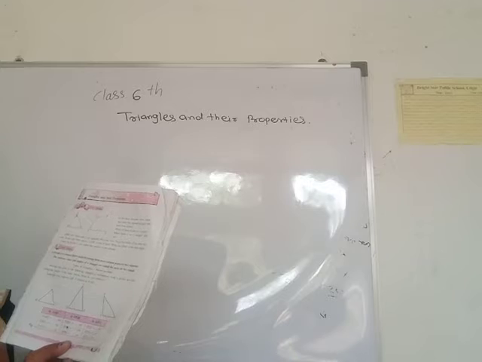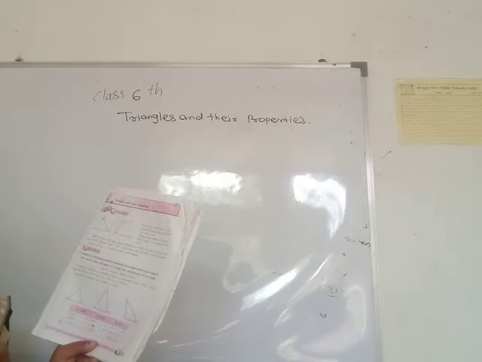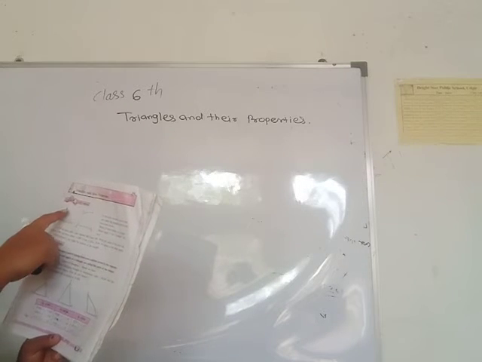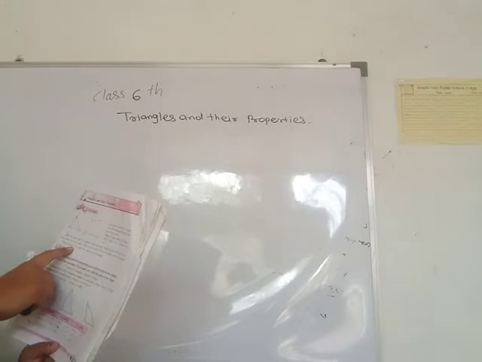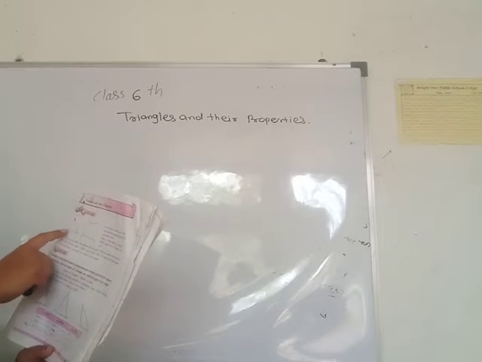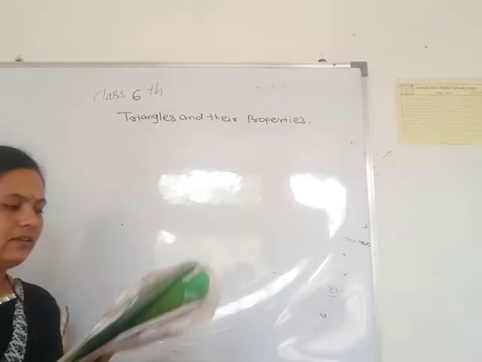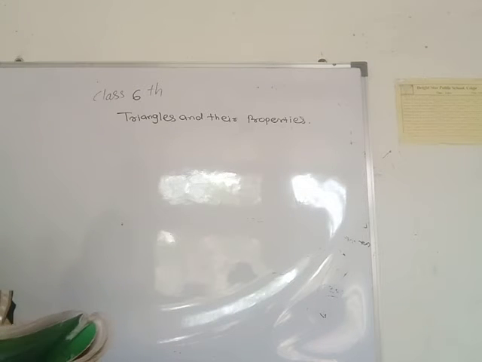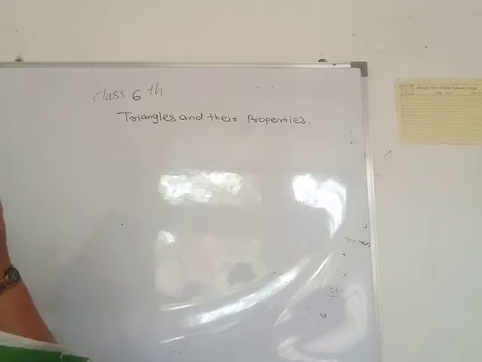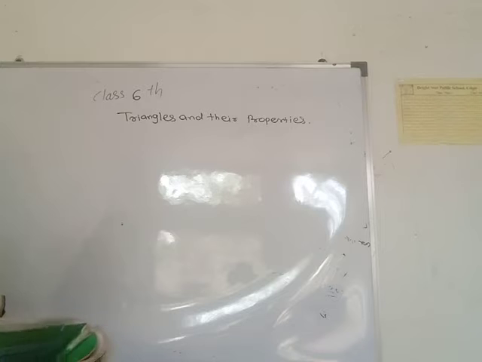Triangle ABC has 3 angles. How many angles? 3 angles: angle A, angle B and angle C. Write the names of these other angles. Points A, B and C are called the vertices of this triangle. Means a triangle has 3 sides, 3 angles and 3 vertices.